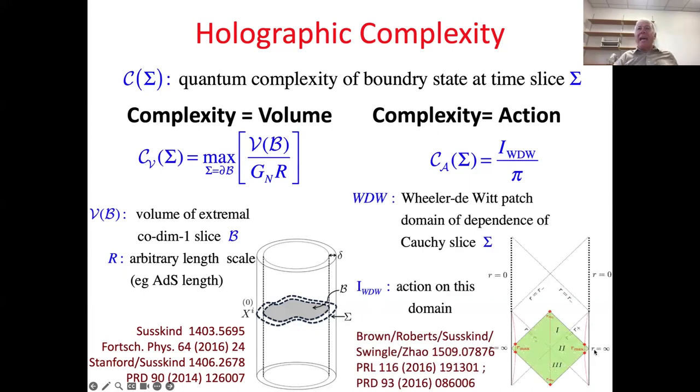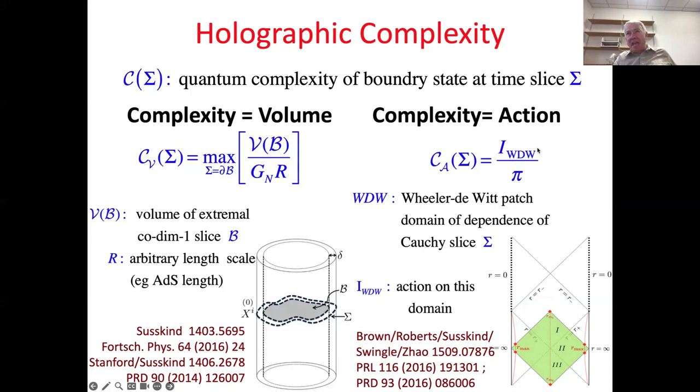In the case of the action, you take a point, but you extend it in a diamond-like structure that I've written here on the right-hand side. You could imagine doing it here on the left. And you compute for this given time on the AdS boundary, you draw null lines to the future, null lines to the past, find their intersection points, and compute the action in this diamond, which is called a Wheeler-DeWitt patch.